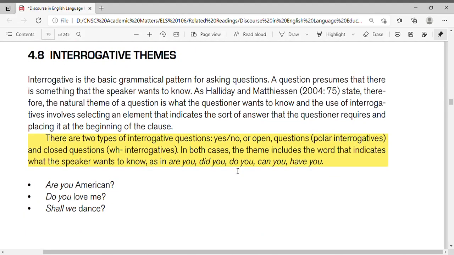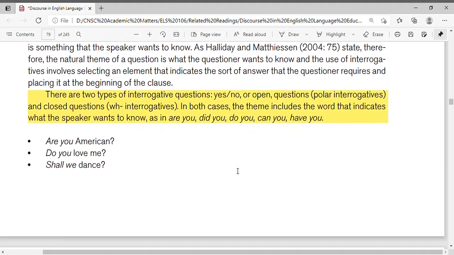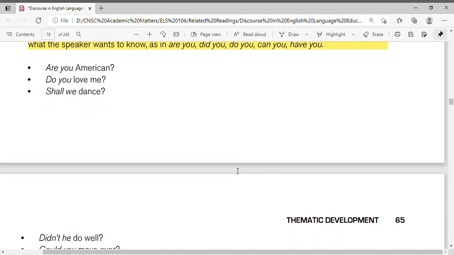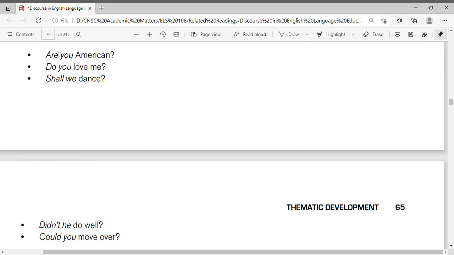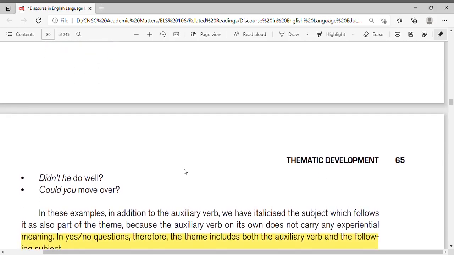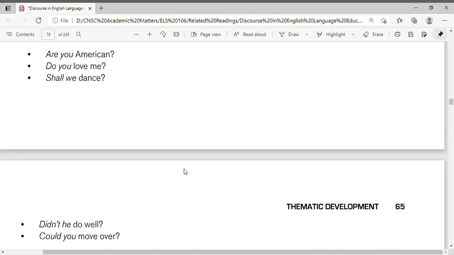Now let's take a look at the interrogative themes. You are very much familiar with the two types of interrogative questions, which are the yes-no or open questions, and the WH interrogatives, or the closed questions. In both cases, the theme includes the word that indicates what the speaker wants to know, as in, are you, did you, do you, can you, and have you. It can be seen here in the different examples of yes-no questions that the auxiliary verb and the subject are italicized because for yes-no questions, this part of the question is considered as theme.